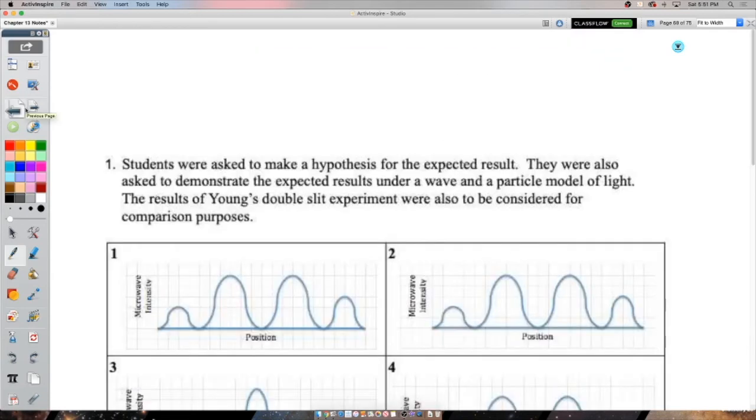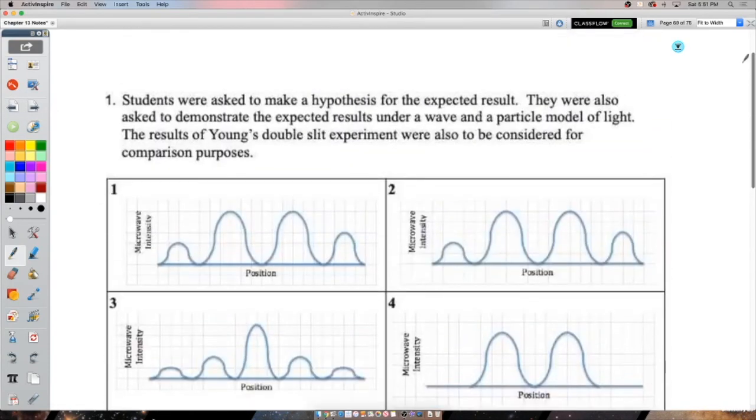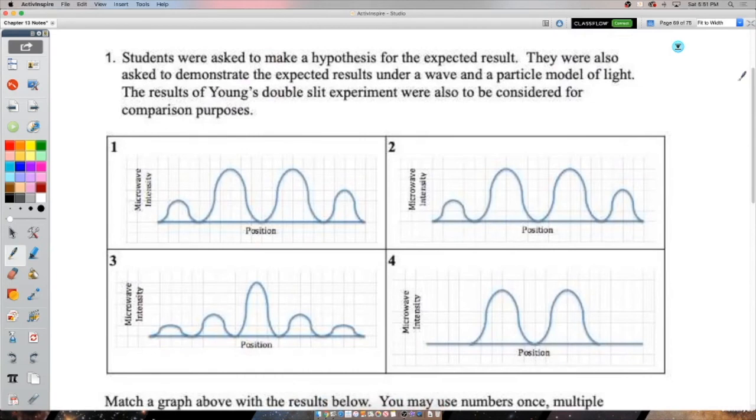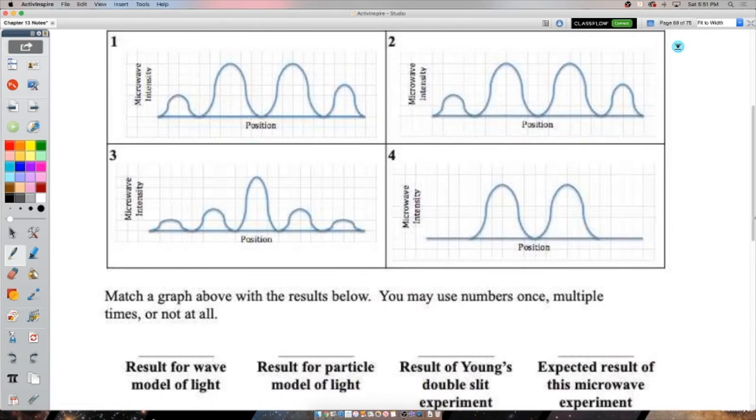Let's look at what the question's actually asking. Students were asked to make a hypothesis for the expected result. They were also asked to demonstrate the expected results under the wave and particle model of light. And they wanted to look at Young's double slit experiment to compare. So essentially, here's 4 graphs, and it wants us to match them. What would we expect this experiment to look like under the wave model? What would we expect it to look like under the particle model? What did Young see? And what do you think we're going to see?